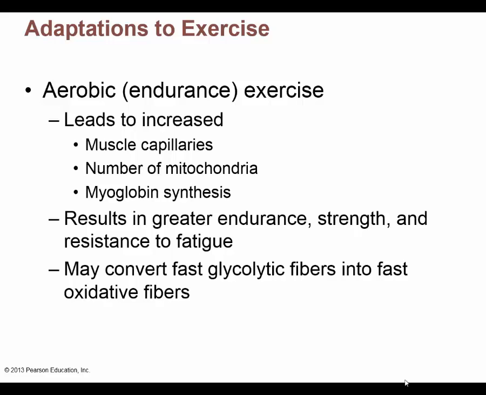So with lots of aerobic endurance exercise, you're going to eventually have greater endurance. You can run for longer periods, greater strength, and more resistance to fatigue. You're not going to be tired after the first block. And some of your fast glycolytic fibers can start turning into fast oxidative fibers. They're still fast; that's genetically determined. However, how your fibers generate ATP can change. They can go from more of an anaerobic type fiber and start making more ATP in an oxidative environment.